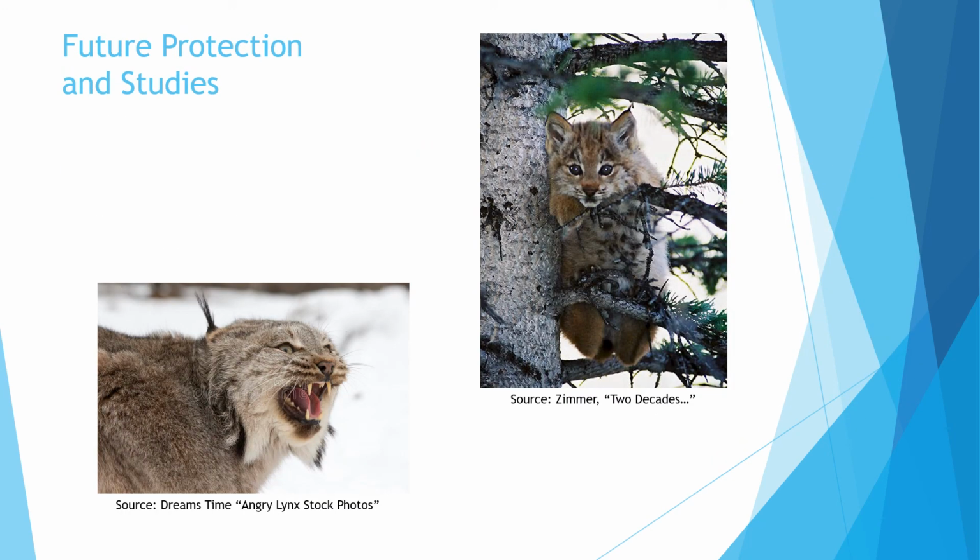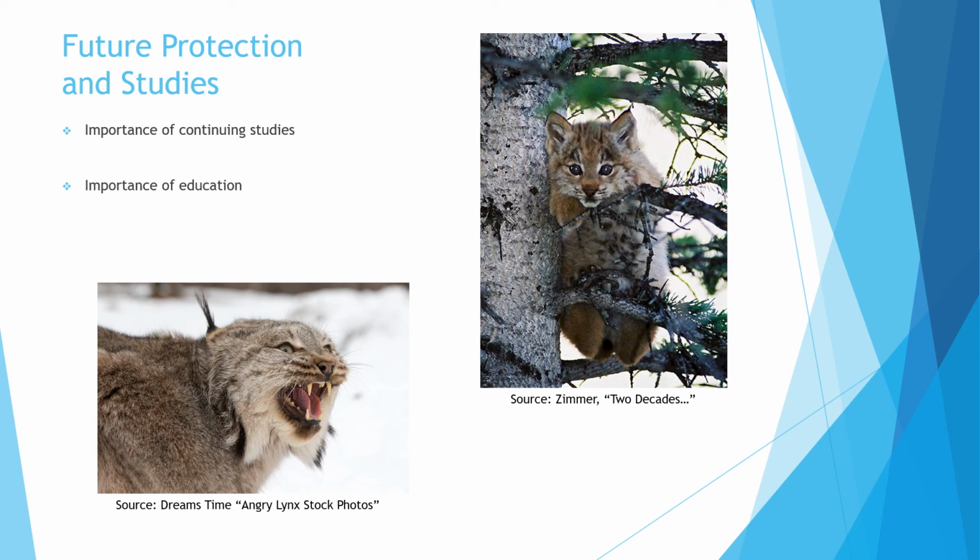Finally, this leads us to future protection and studies. The image on the right you can see is a baby Canadian lynx, and it is in a tree. The picture on the bottom is a Canadian lynx that appears very angry. As seen in this presentation, much is still unknown about the Canadian lynx. It is of the utmost importance to continue learning the unknowns about this species as well as the effects humans may be having on it.